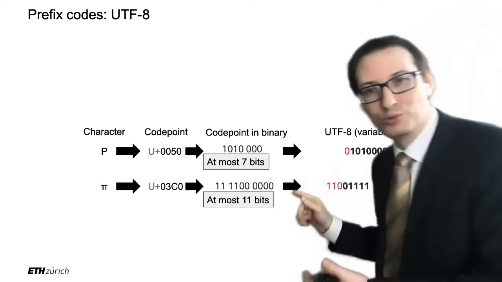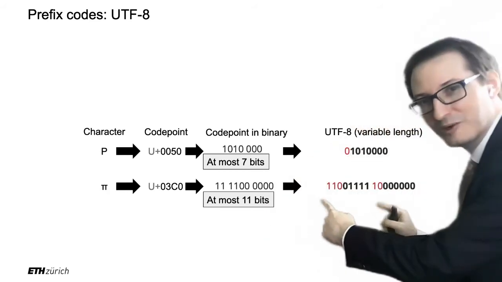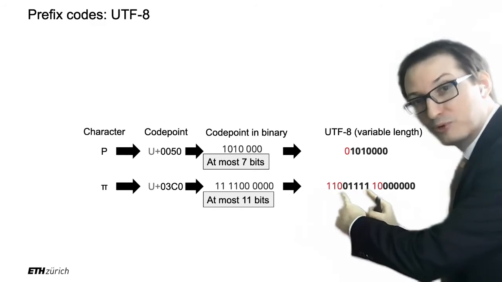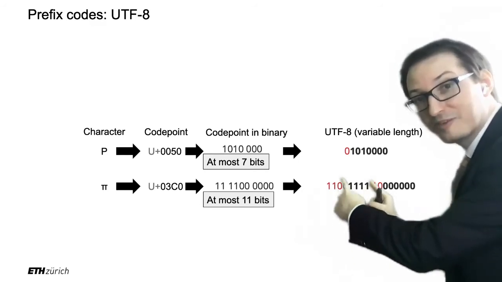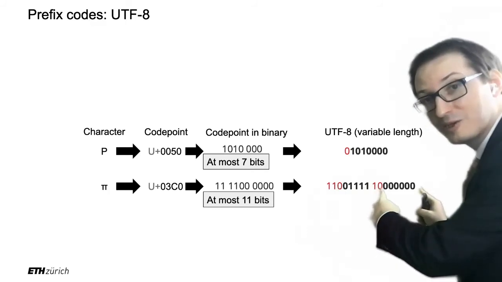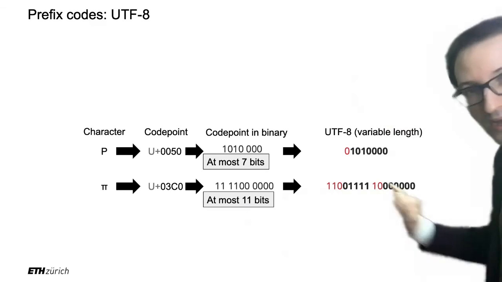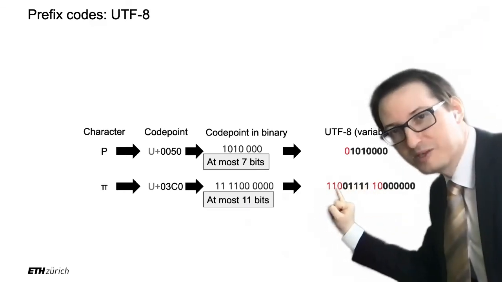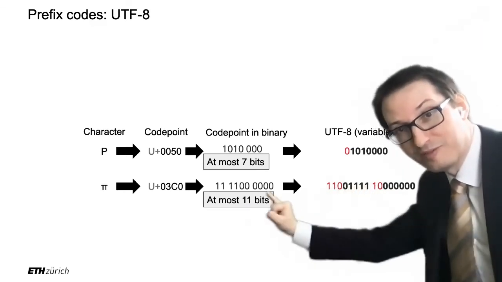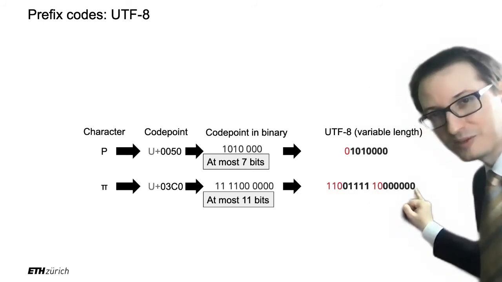Well, first, we need to use a 1, obviously, because 0 would have told us that's all there is. So you need a 1. What happens is that we put it in two halves, one half here with 5 of them, and here the other half with 6, right? 6 plus 5 gives us 11. So we put this 110 followed by the first 5 bits, and then 10 here followed by the remaining 6 bits, right?